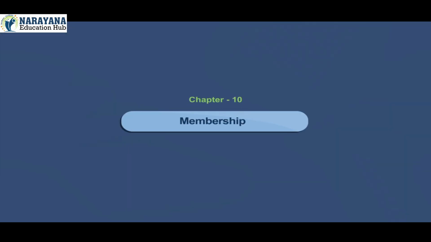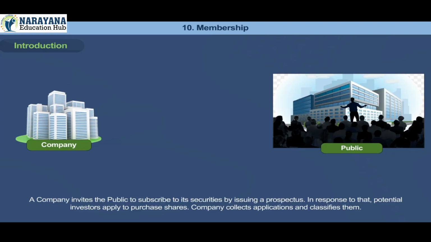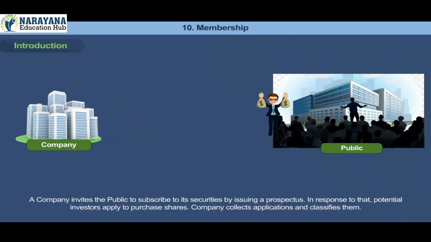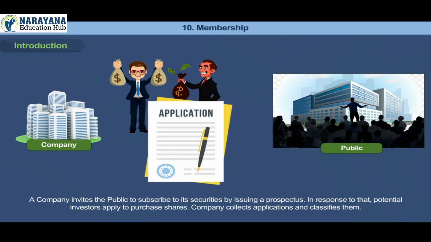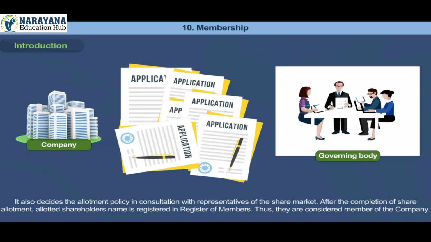Chapter 10: Membership. Introduction. A company invites the public to subscribe to its securities by issuing a prospectus. In response to that, potential investors apply to purchase shares. The company collects applications and classifies them. It also decides the allotment policy in consultation with representatives of the share market.